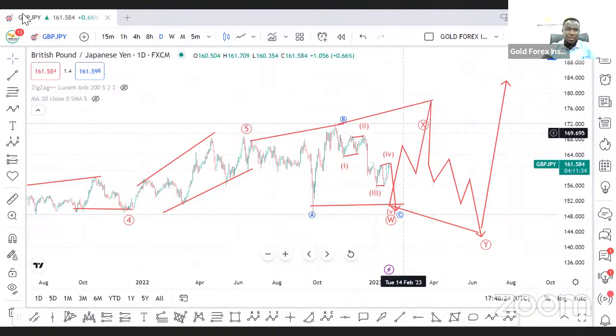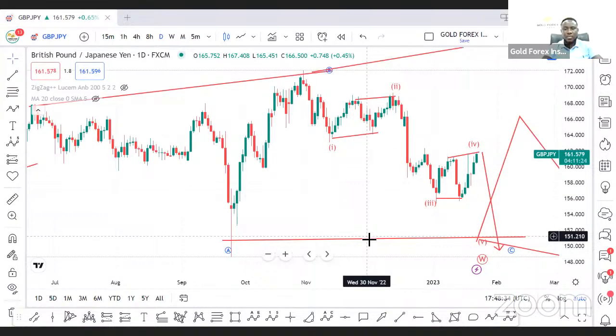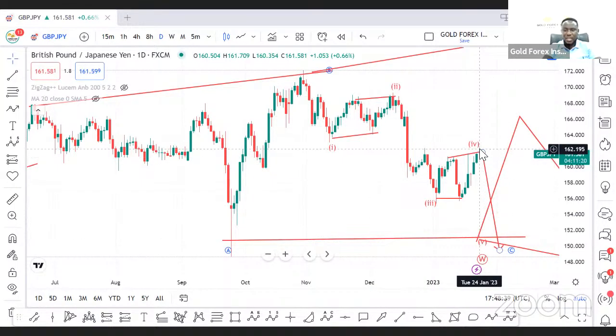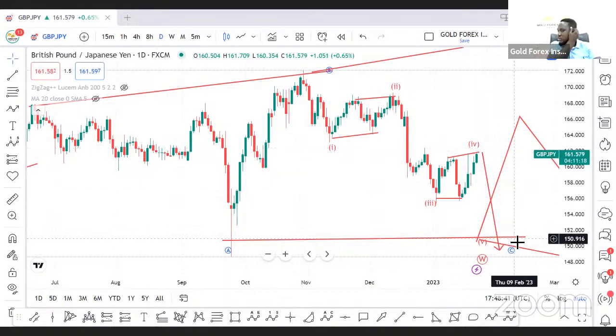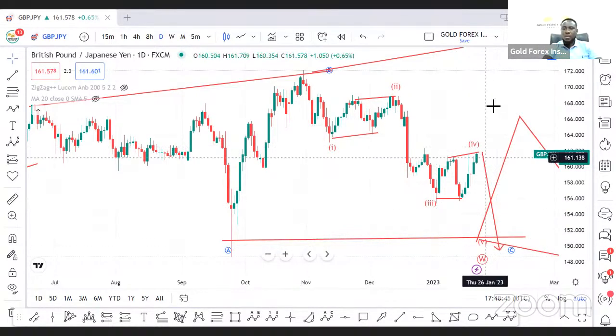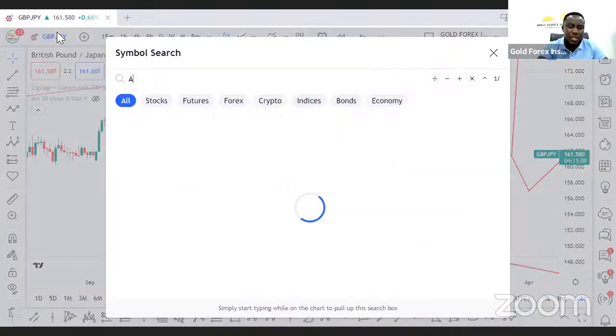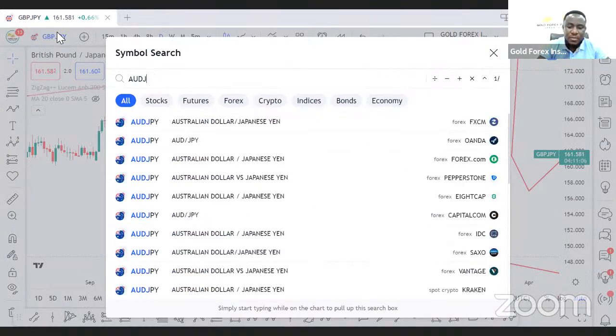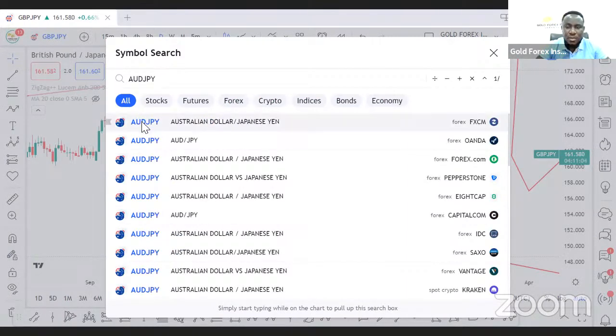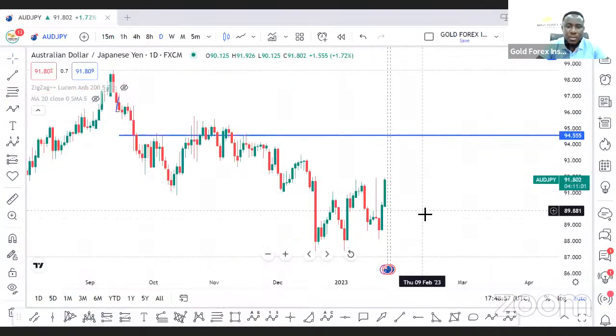Oh, this is pound JPY, sorry. Someone is looking for the pound JPY. I expect this one to break it a little before coming down. Now, someone was looking at, let me see, AUD JPY. The same thing.